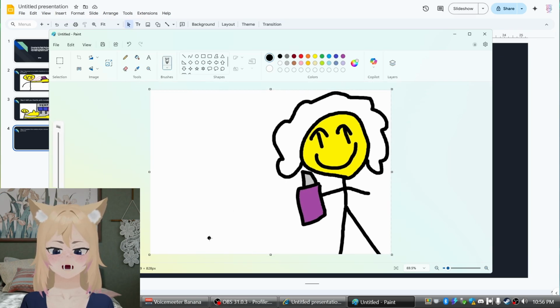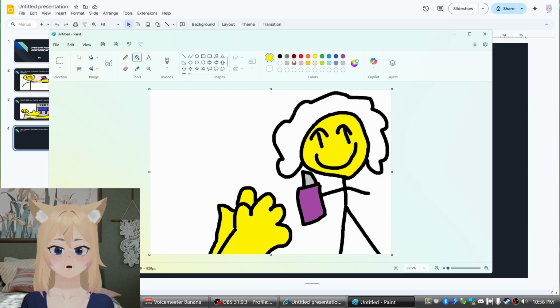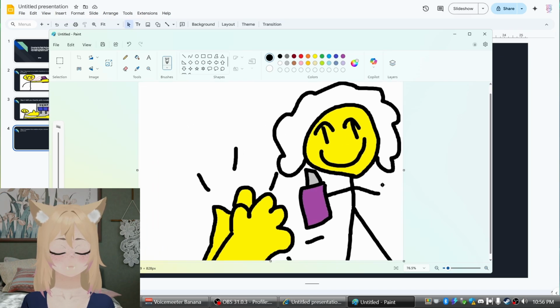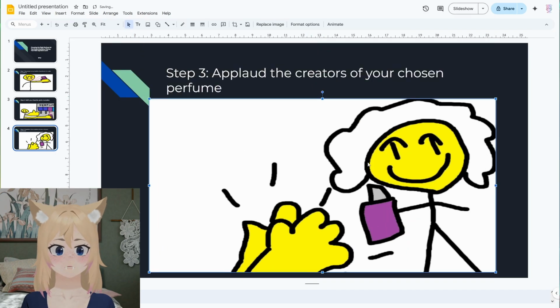And then I guess we need to draw hands applauding. So let's draw hand 1 here and hand 2 here. Good. I guess it kind of looks like you're praying, and that's not what you want. I mean, unless you want to, but that's not part of my tutorial. So let's draw little sound lines here. That's what they're called in the artist business. So applaud the person who created your perfume. Make sure that our drawing fills the space. Ah, perfect. Okay. Step 4.